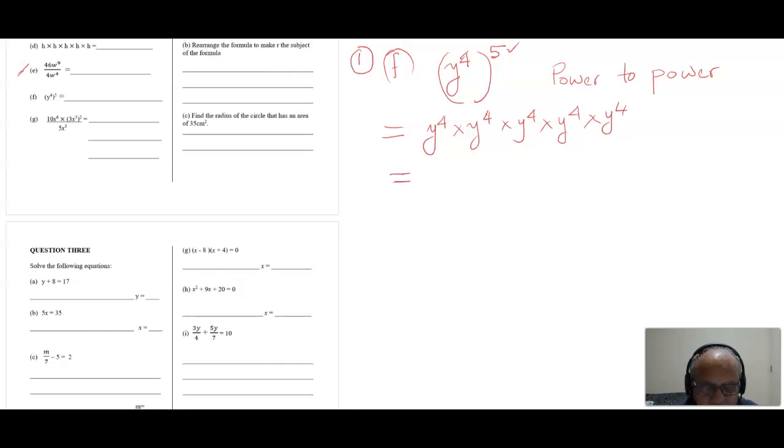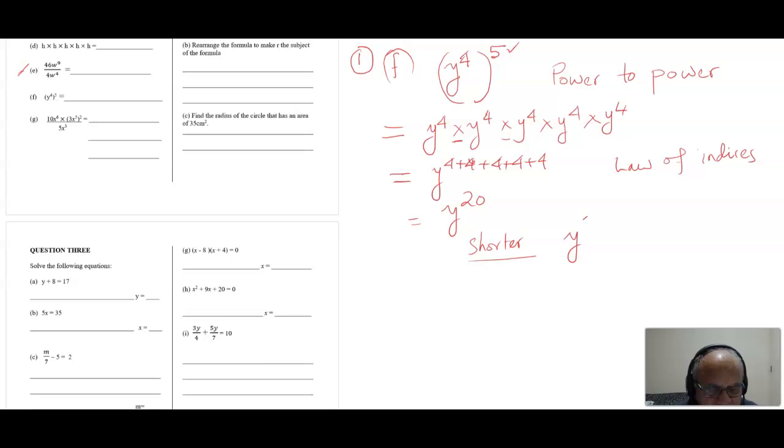And then I apply the law of indices, and for multiply, I am going to add 4 5 times, so that'll give you 20. The shorter way of doing it is just follow the rule. When you have power to the power, you simply multiply the indices and you come up with the same answer.